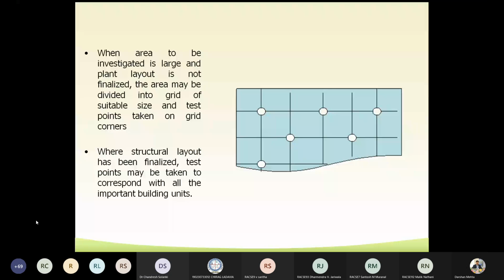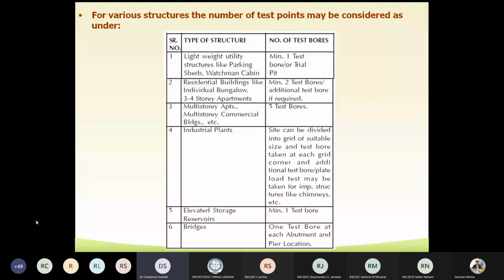For various structures, the number of test points may be considered as shown here. For the different types of structures, how many boreholes you will have to go for has been mentioned. It has been suggested that in the case of multi-story buildings, apartments, or multi-story commercial buildings, you must go for at least 5 boreholes. In the case of bridges, you must explore exactly below each pier and abutment. However, for lightweight utility structures like parks and watchman cabins, you sometimes may not have to go for boreholes. Even a trial pit is sufficient. For residential or low-rise buildings, a minimum of 2 test bores is recommended. An additional test bore may be required in certain conditions.